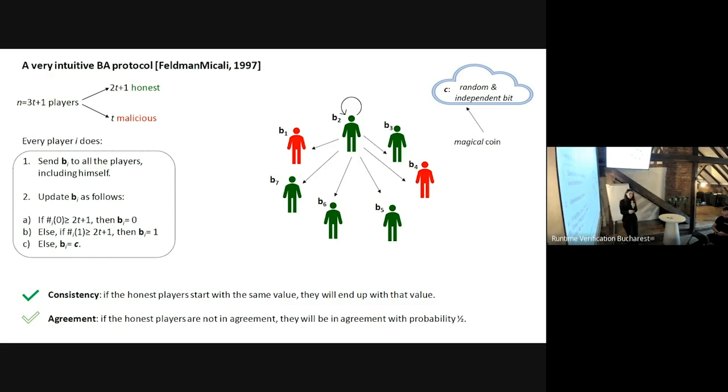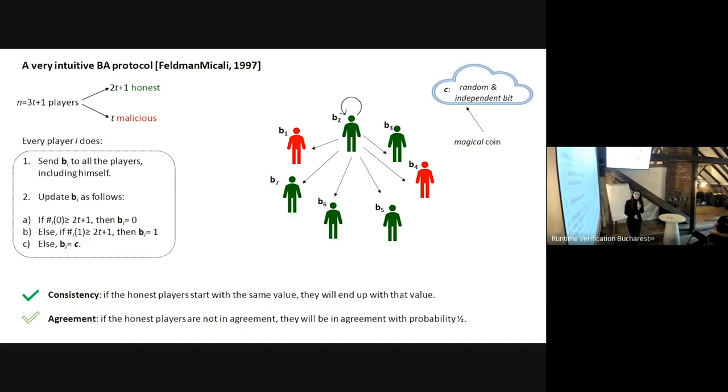If the player gets at least 2/3 of zeros, then he says, my output is bit zero. If he counts at least 2/3 of ones, he says, my output bit is one. Else, if the player can't count either 2/3 of zeros or 2/3 of ones, he sets his output bit as the common coin. It is easy to see that if the honest players start with the same bit, they will output that bit. This is because we have 2/3 of honest players and each of them will send that same bit. So any other honest player will count 2/3 of identical bits. The agreement property, however, is satisfied with probability at least 1/2.